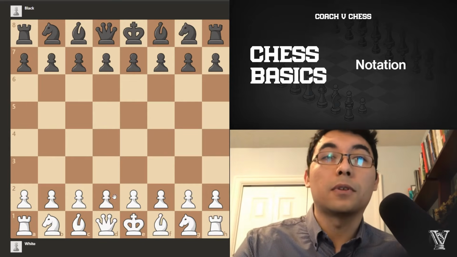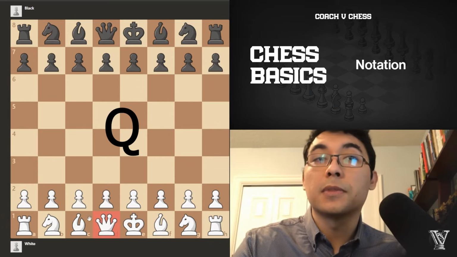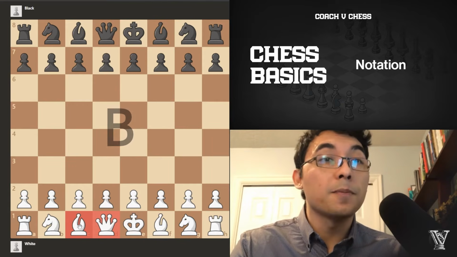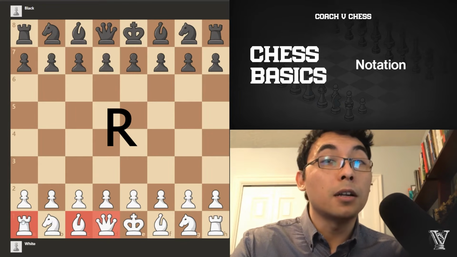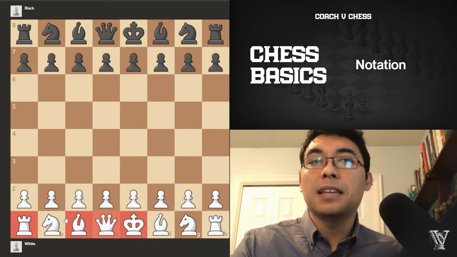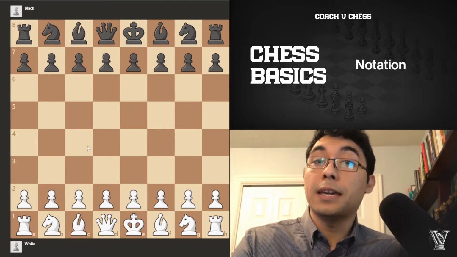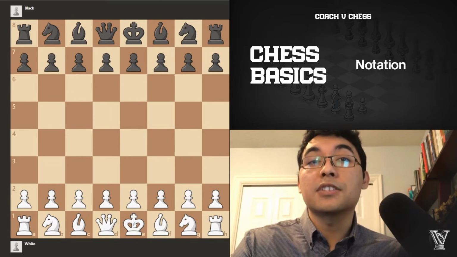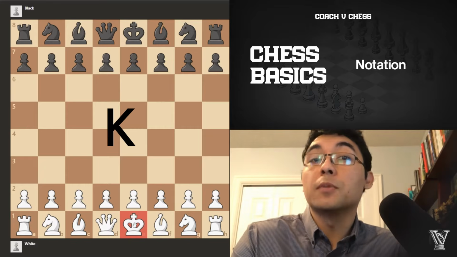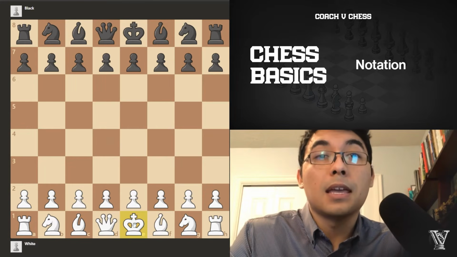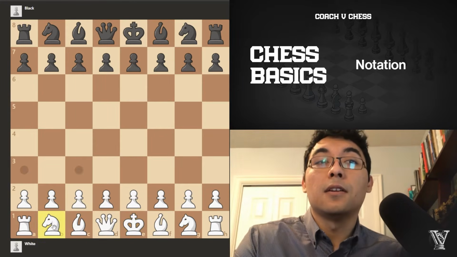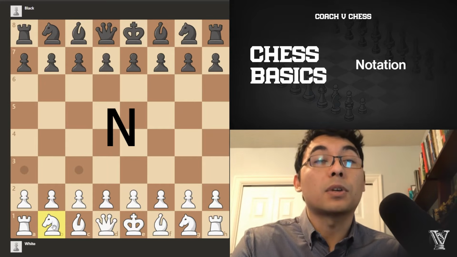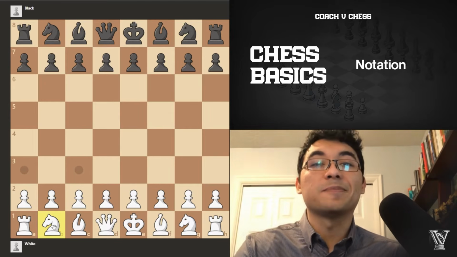For example, for the queen, it will be a capital Q. The bishop will be a capital B. For the rook, it will be a capital R. But then we have the king and the knight, which both start with K. In this case, we're actually going to give the K to the king since it's the most important piece on the board. And we're going to go to the next letter for the knight, which is the N. So we're going to be using the N for the knight.